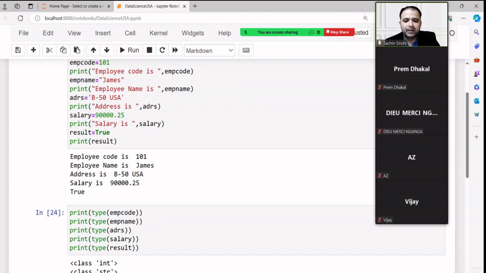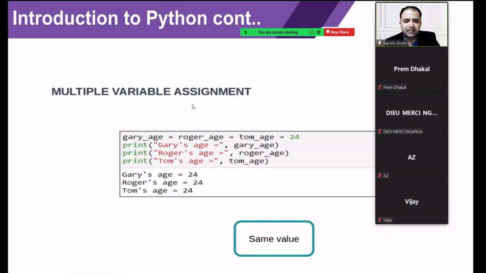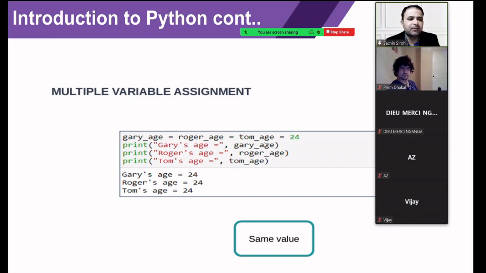Now I want to discuss some next things, like multiple variables. How can we add multiple variables like Gray age, Roger age, and Tom age? And now we want to supply the same age, and after that we want to visualize. So how can we visualize if we want to store the three candidates' ages, the similar one? Let's take an example.